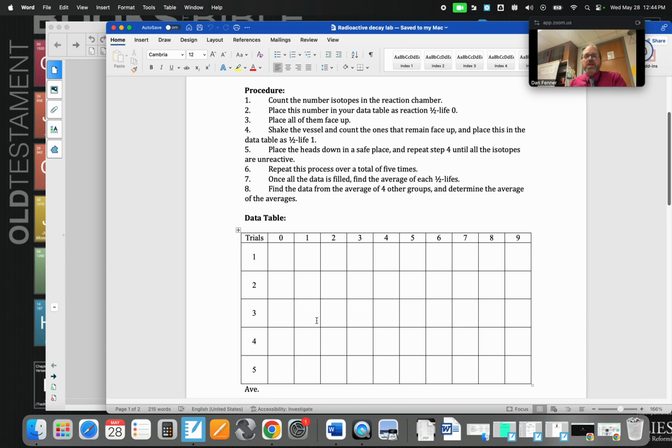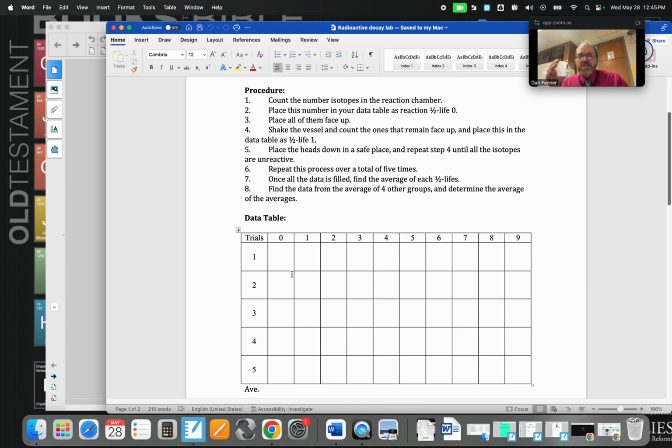And what you do is, if it's radioactive, in the case of the coins, heads up means it's still radioactive. With M&Ms, if it's the M&M side up, it's still radioactive. So you're going to put the radioactive material in here, run a half-life, and dump them out. However many are still heads up, we're going to put that down for the first half-life. And you're going to keep going until you get to 0. Then you're going to do the next one, and the next one, and the next one, and the next one. And so average them out.